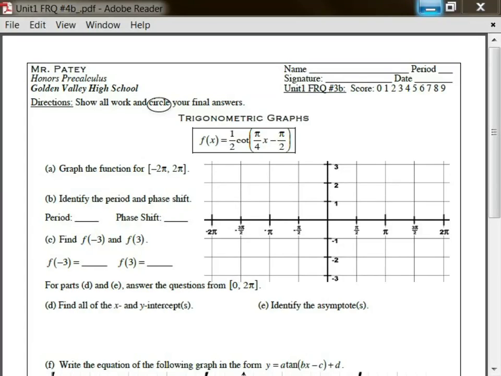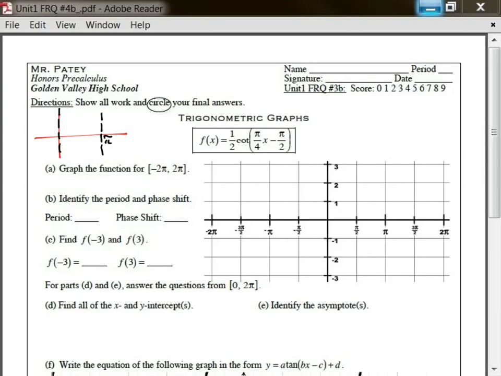Alright, so for cotangent, let's think about what cotangent looks like. You guys should know this. You should know that cotangent has an asymptote right there, and it has an asymptote right there at pi. It has a period of pi. Now, if you know the asymptotes, you can figure out everything else.